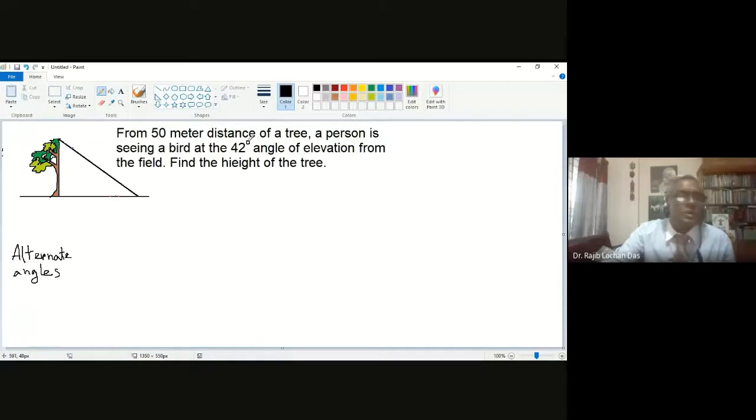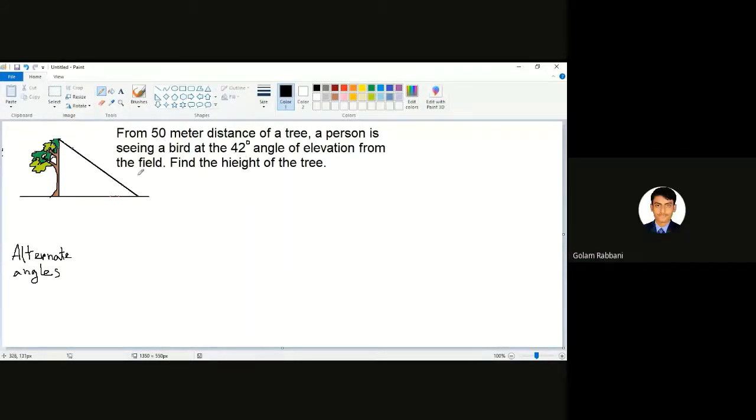Now think about the question. What is the 50 meter given? Which one is the 50 meter? Sir, elevation angle. What is the 50 meter? Angle of elevation 42. So sorry, sir. It is the hypotenuse.